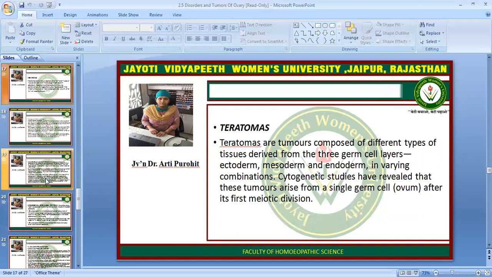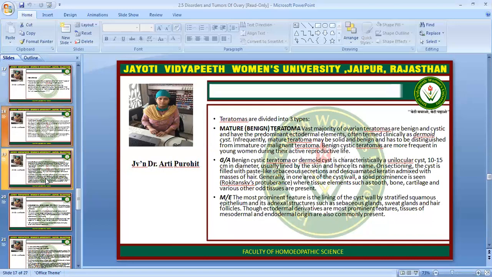For instance, benign cystic teratoma or dermoid cyst, so common in ovaries, is extremely rare in the testes. Third is the teratomas. Teratomas are tumors composed of different types of tissue derived from the three germ cell layers, ectoderm, mesoderm, and endoderm, in varying combination. Cytogenetic studies have revealed that these tumors arise from a single germ cell after its first meiotic division. Teratoma is divided into three parts.